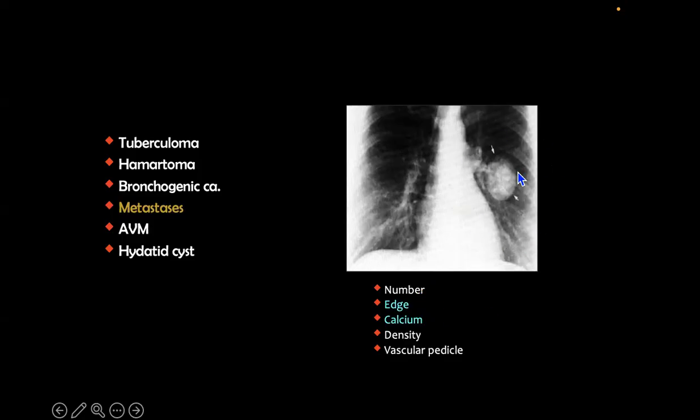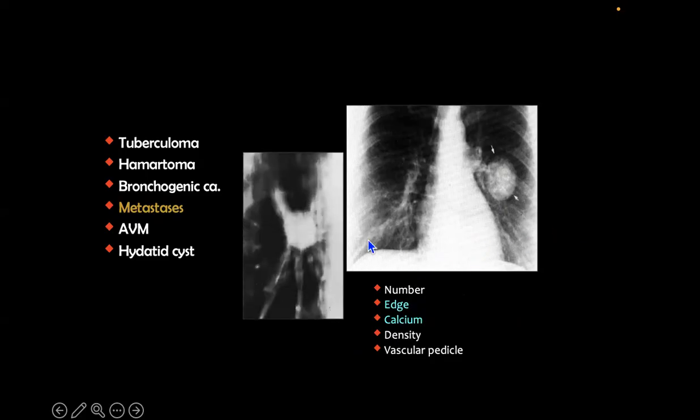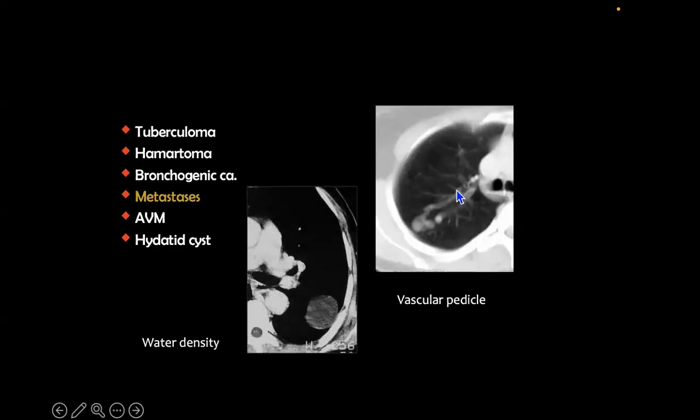So here we have seen this. It's well defined, no calcification, an opaque density. The vascular pedicle is there. So we have to think about, look at this, for example. We have a vascular pedicle. Here we have this vascular pedicle connecting the lesion to the hilum of the lung. So this is an AVM. Here we have water density on background of very clear lungs. So most likely this is a hydatid disease.